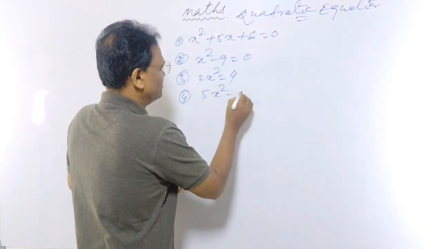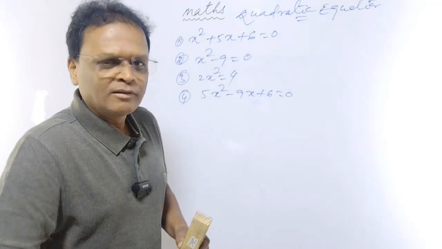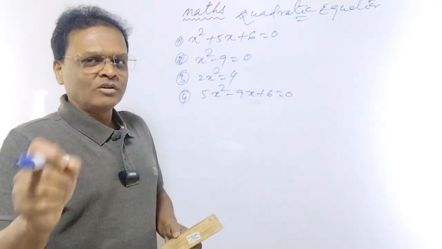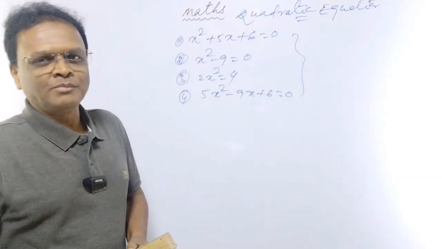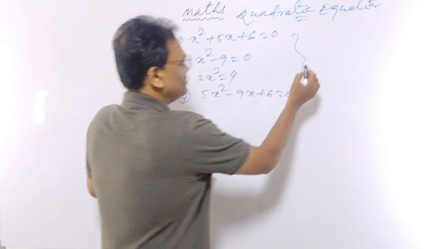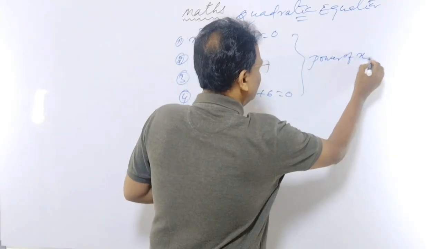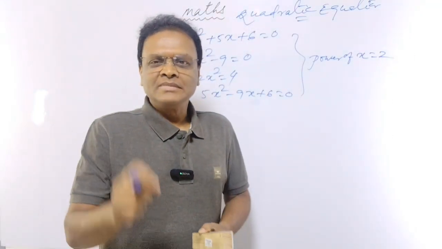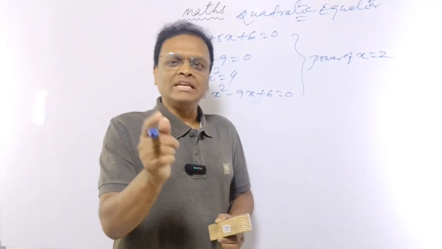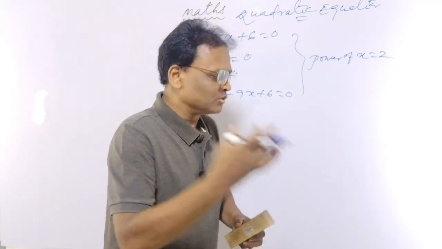5x square minus 9x plus 6 equals 0. I think these are all examples of a quadratic equation. The reason is, in all the cases, the power of x is 2. So what is the learning point we got today? If the power of x becomes 2, then that is called a quadratic equation.